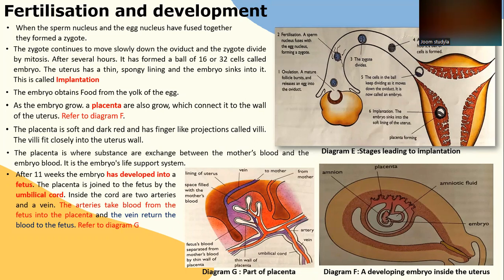The uterus has a thin spongy lining and the embryo sinks into it. This is called implantation. The embryo obtains food from the yolk of the egg. As the embryo grows, a placenta also grows, which connects it to the wall of the uterus. Refer to diagram F. The placenta is soft and dark red and has finger-like projections called villi. The villi fit closely into the uterus wall. The placenta is where substances are exchanged between the mother's blood and the embryo's blood, so it is the embryo's life support system.